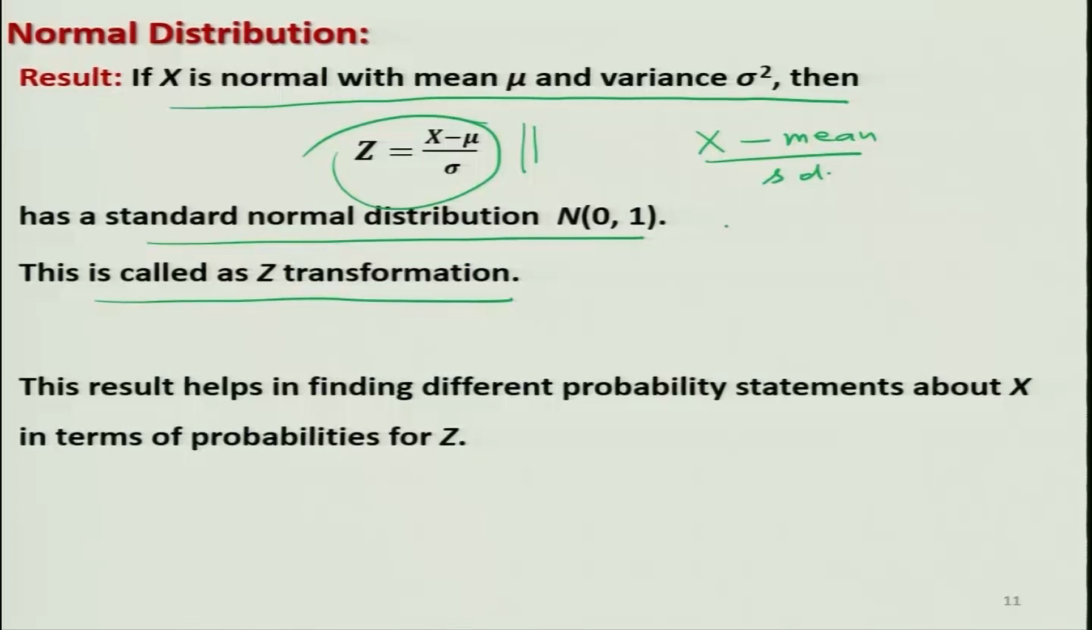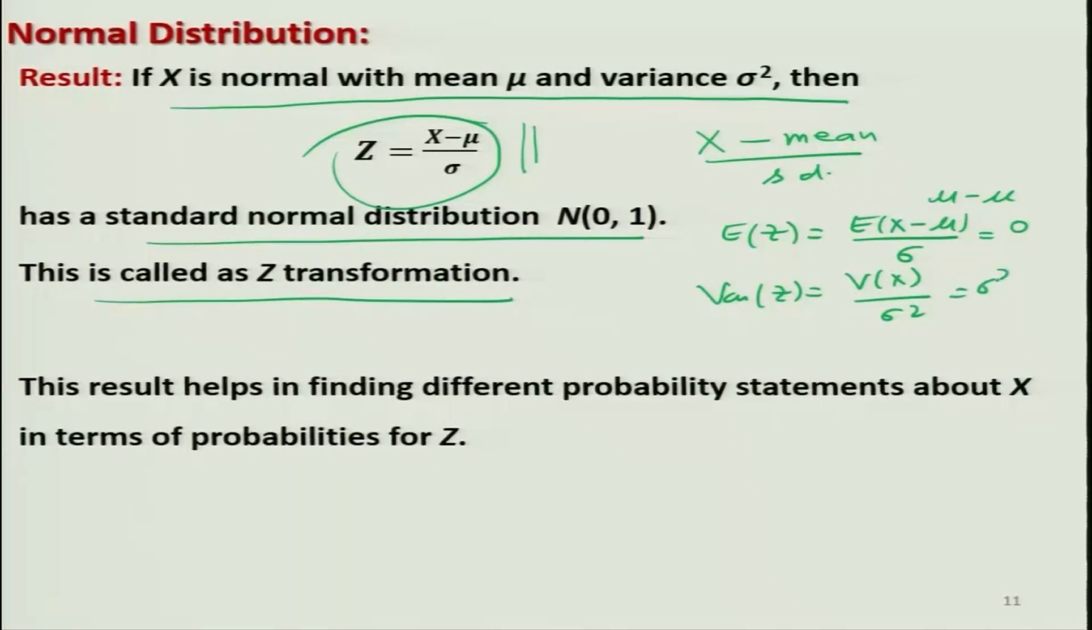You can see that if you find the expected value of z, it becomes the expected value of x minus mu upon sigma, which is equal to 0, because this is mu minus mu. And the variance of z becomes variance of x upon sigma square, which is sigma square upon sigma square, equal to 1. Now, you understand the importance of this result.